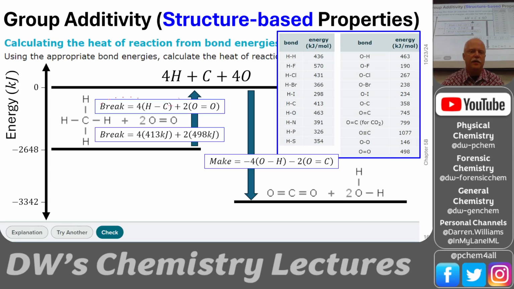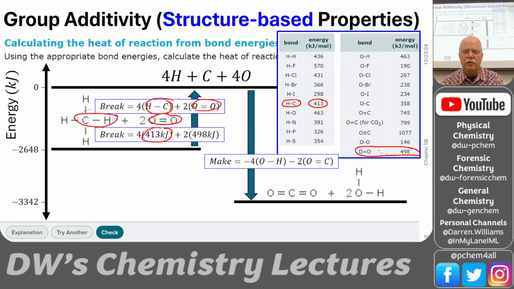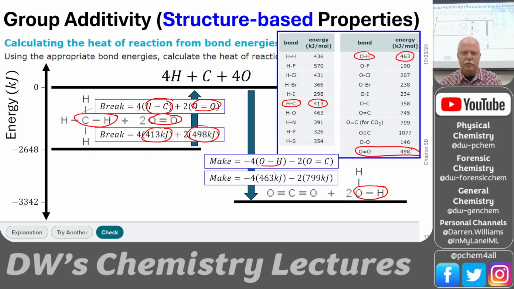Okay, so this HC here, I'm looking at this. This is a CH bond right there. So I come over here and I find the HC, and that's where the 413 came from. And here's the OO, where does that come from? Well, here's the oxygen molecule, so it's showing you the structure. And so then I've got this one. So O2, 498. So that's where we're getting the numbers. And then I'm making some OHs. I'm making 4 of those. So this is what we're talking about right here. You go find them in the table. Here's OH, 463. So that's where this number came from.